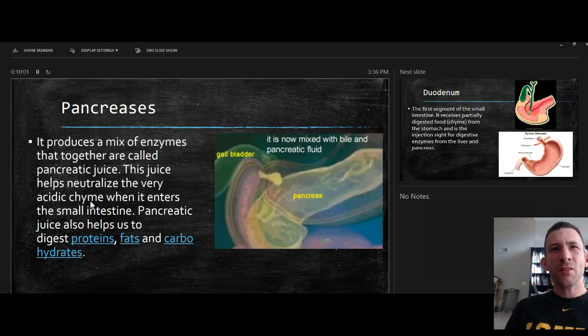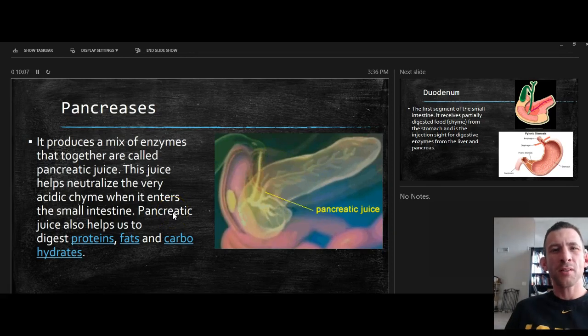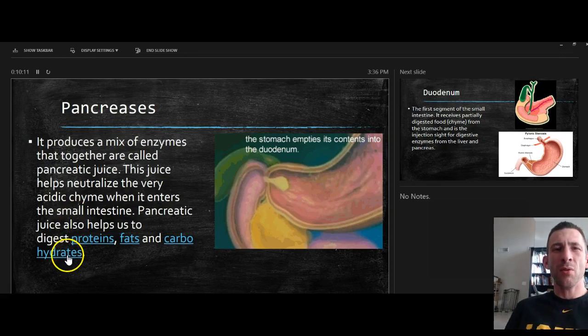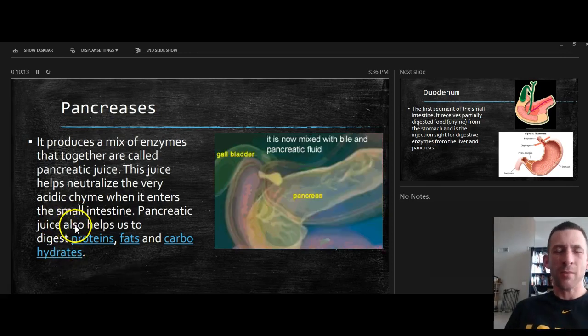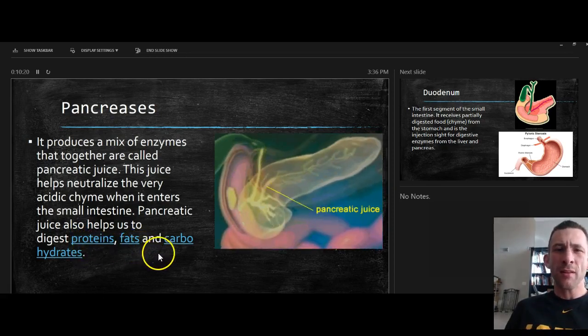When it leaves the stomach, it goes into the duodenum. The pancreas senses this, just like the liver and the gallbladder kind of sense this, and it injects its own pancreatic cocktail of juices. Within this cocktail are multiple enzymes. I'm not going to get into all of them. It gets pretty complicated, but just know that these enzymes help break down proteins and fats and carbohydrates.